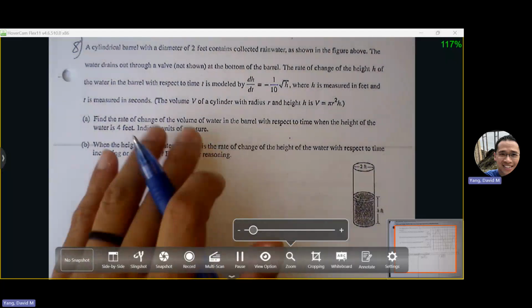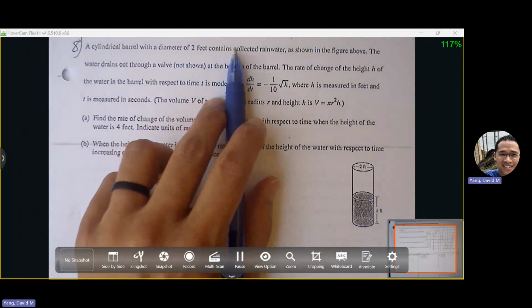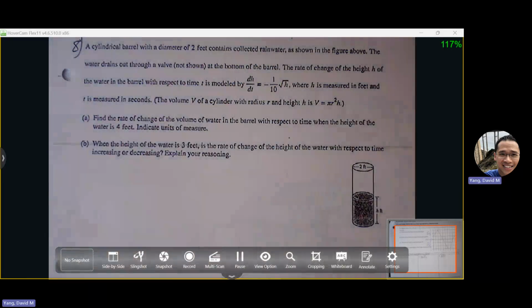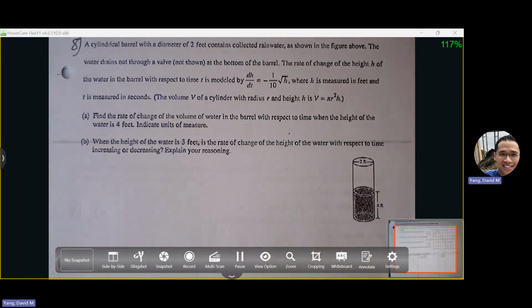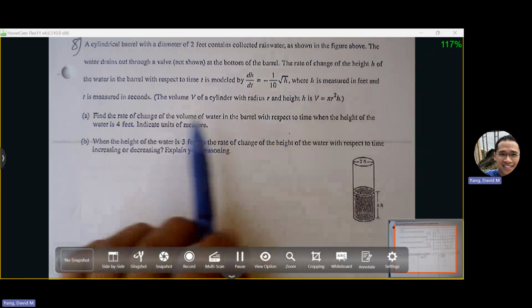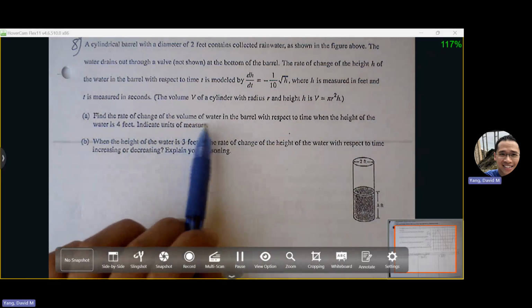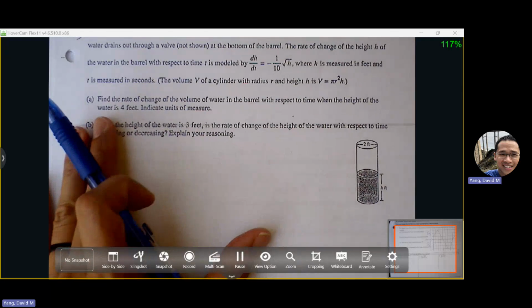All right, a cylindrical barrel with a diameter of 2 feet contains collected rainwater. The water drains out through a valve, which is not shown at the bottom of the barrel. The rate of change of height is modeled by dh/dt equals -1/10 root h. Find the rate of change of the volume of water. So we're looking for dV/dt when the height of the water is 4 feet. Indicate the units of measure.